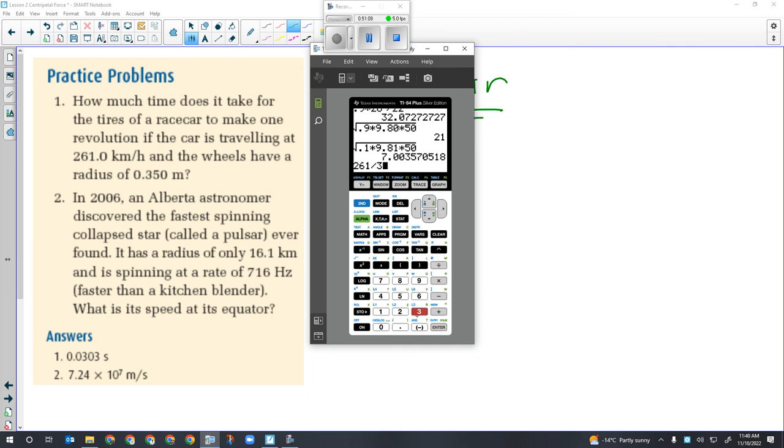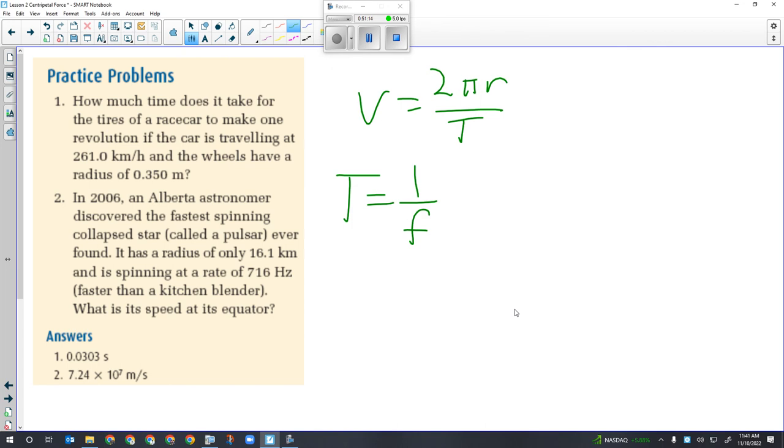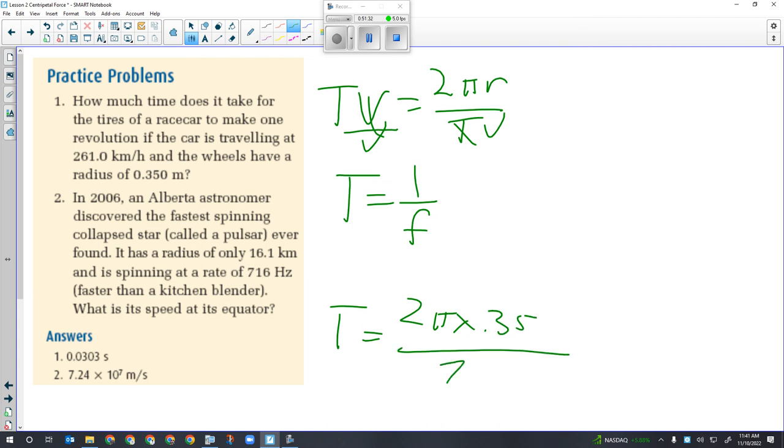261 divided by 3.6. Okay, so 72.5 meters per second is our speed, and we know the radius is 0.35. We're looking for period, and then we're going to divide both sides by v, so we're basically just cross-multiplying. And so that will be 2 times pi times 0.35 divided by 72.5, which should give us 0.0303 seconds. Is that pretty fast? Yes. Really zooming.